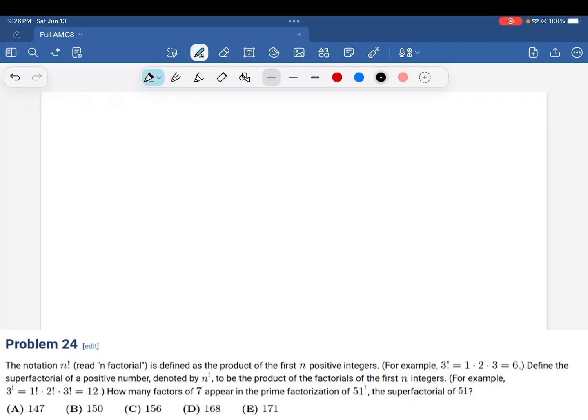All right, next, problem 24. The notation n factorial is defined as the product of the first n integers. Define the superfactorial of a positive number, denoted n to the factorial power, to be the product of the factorials of the first n integers. For example, 3 superfactorial equals 12. How many factors of 7 appear in the prime factorization of 51 superfactorial?